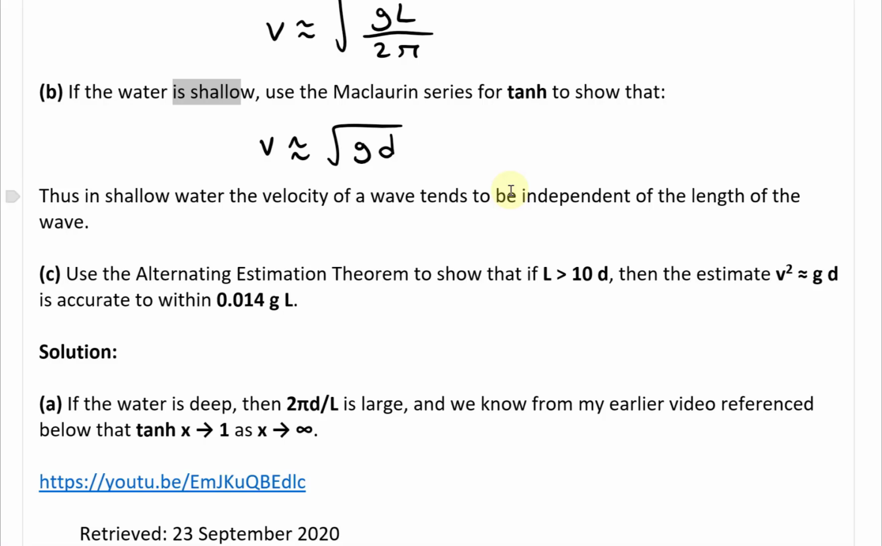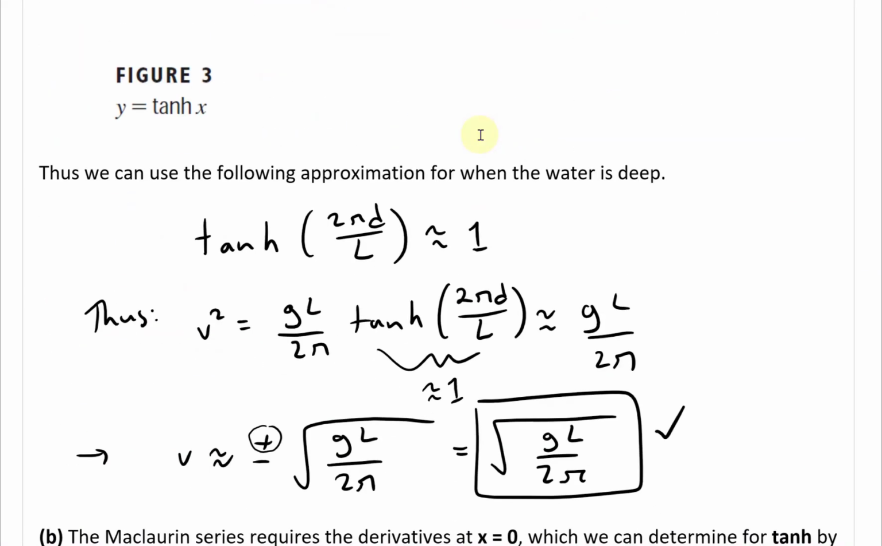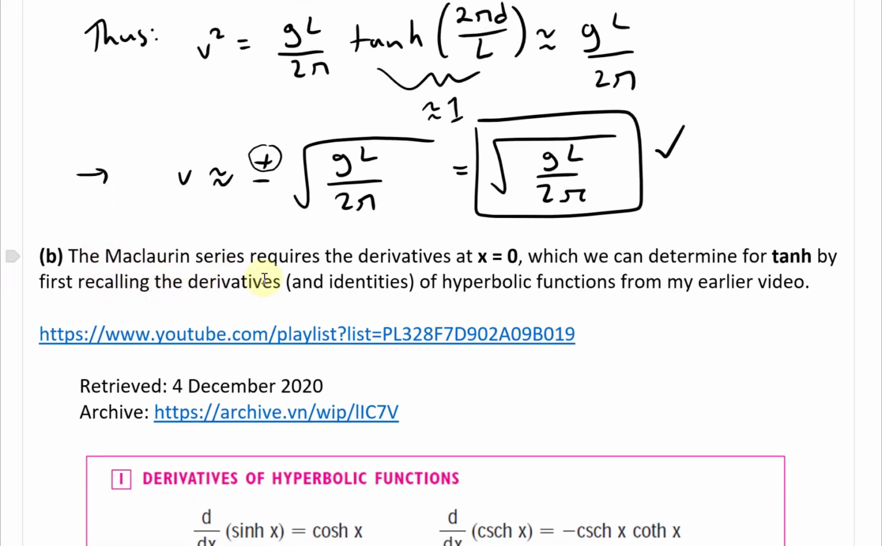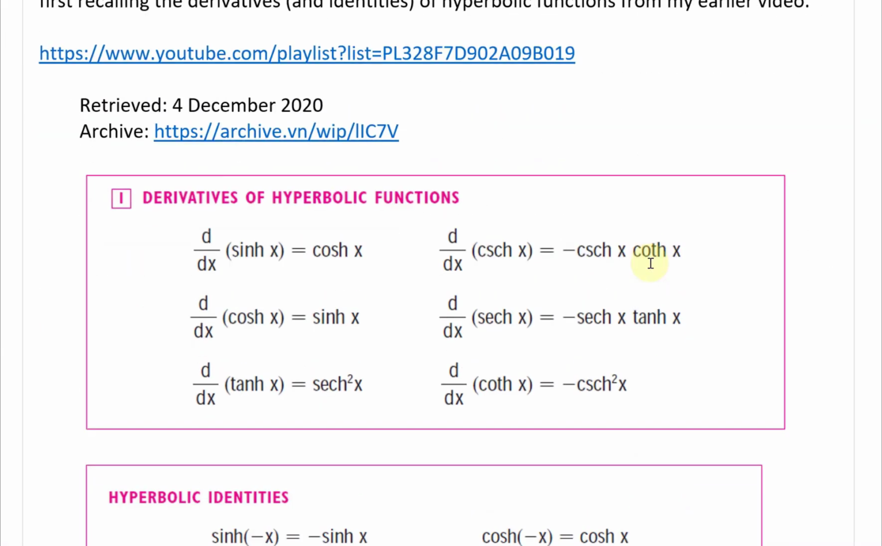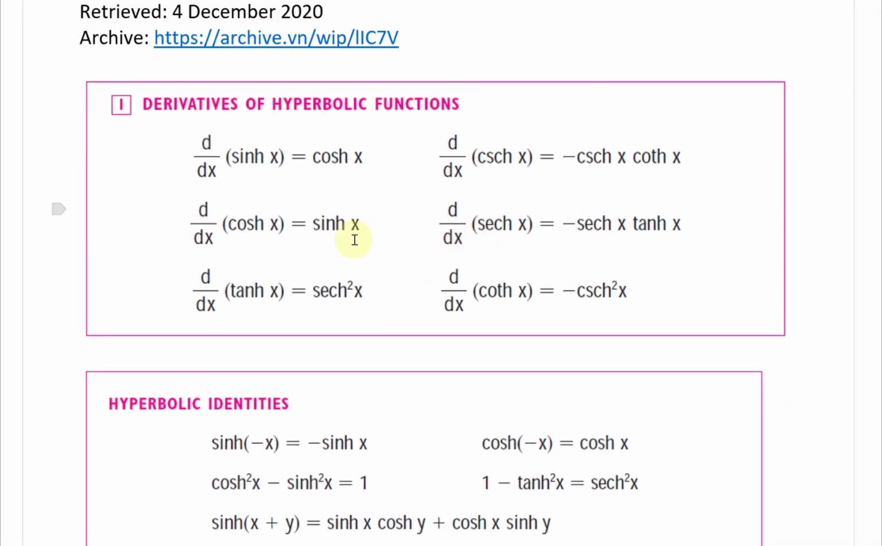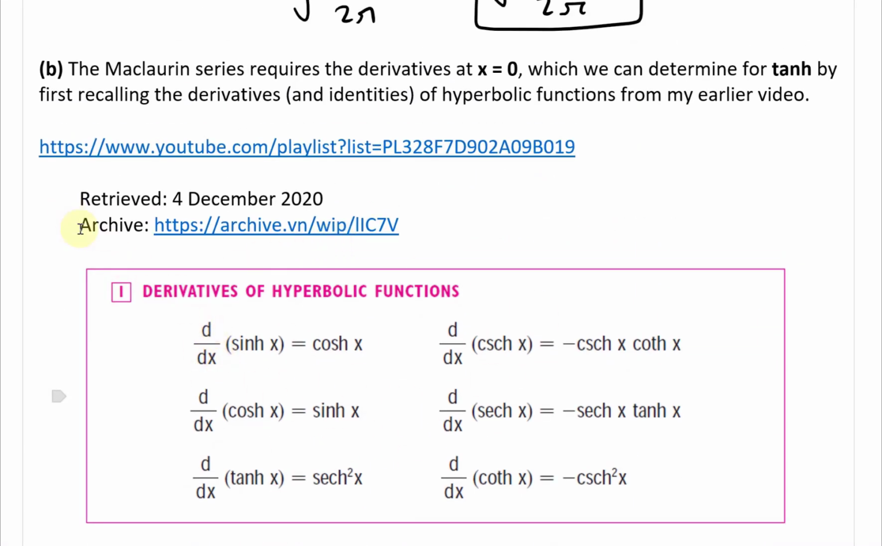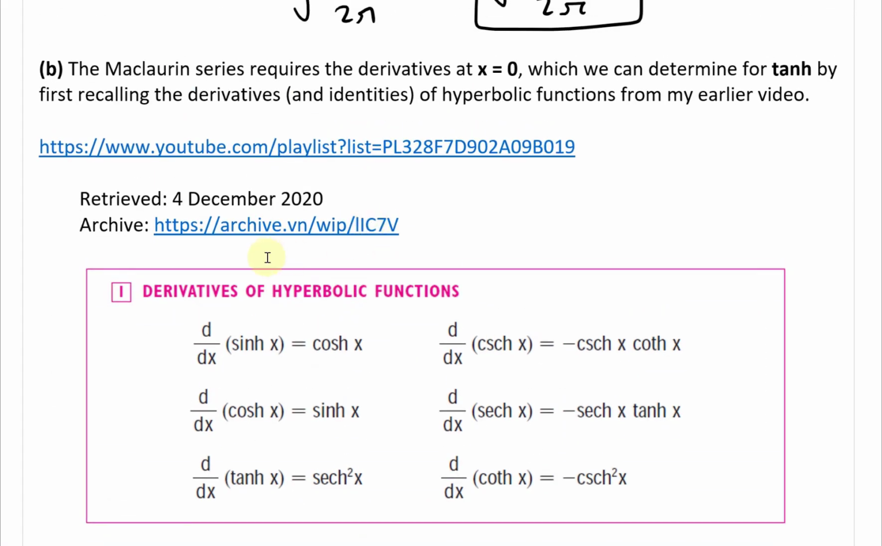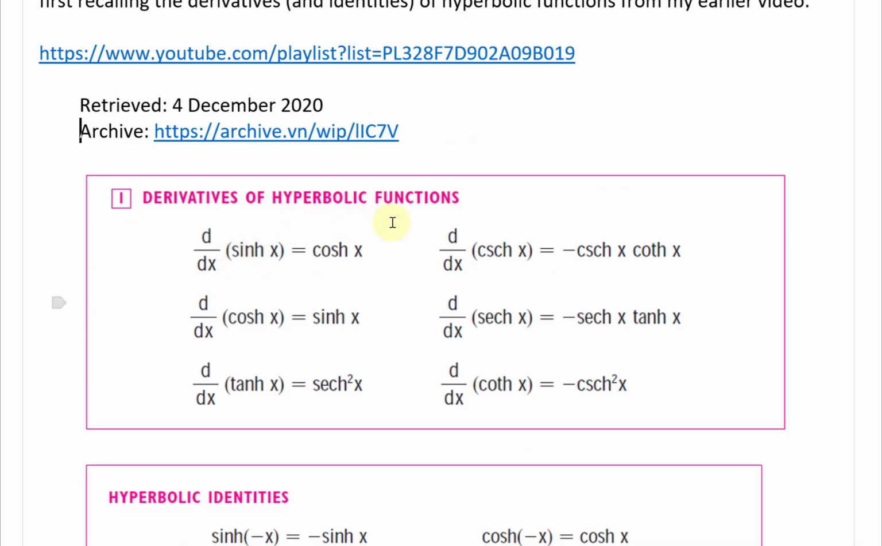Now we're going to look at the Maclaurin series for the hyperbolic tangent. So let's go over here. Part B: the Maclaurin series requires the derivatives at x equals 0. That's just the Taylor series at a equals 0, which we can determine for tanh by first recalling the derivatives and identities of hyperbolic functions from an earlier video. Here's from my earlier video, I just put some screen grabs right here. I put a playlist link there because it's from several videos. I used to do them one by one, as opposed to what I'm doing right now, which is all at once. Okay, so derivatives of hyperbolic functions.